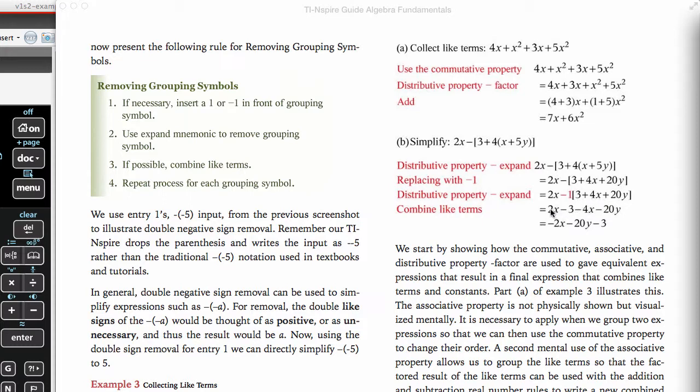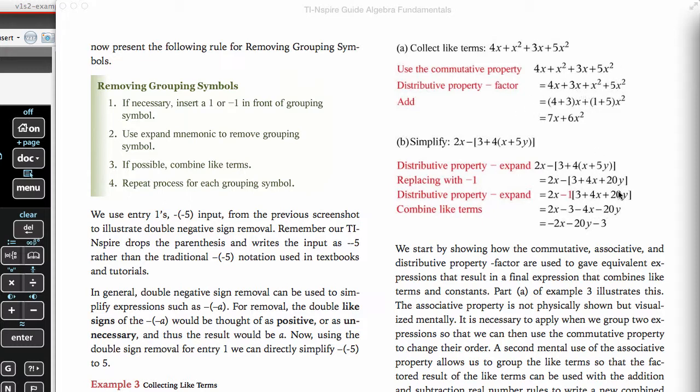The trick to doing this mental working out of the problem is when it says subtract, we can think of this as being negative. So we take -1 times a +3 and it ends up being a -3, which we write as subtract. We take -1 times a +4, which ends up being -4, which we write as subtract. We take -1 times a +20, which ends up being -20, which we write as subtract.